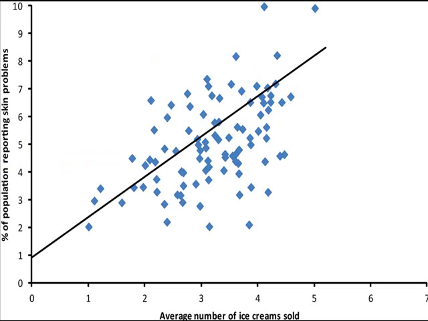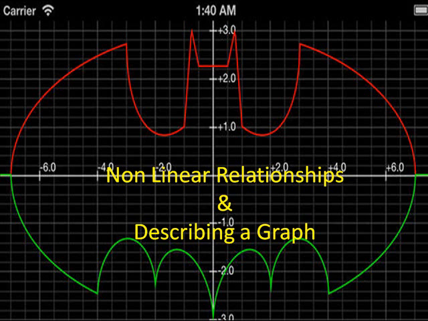Here's another one. Here is the average number of ice creams sold on the x-axis and the percentage of population reporting skin problems. So we could create a correlation and say, if the average number of ice creams increases, then you have a greater reporting of skin problems. You might leap to the conclusion that the cause of the skin problems is the ice cream. No, it's not. It's because during the summer people eat ice cream, and during the summer people are outside more, and it's the summer that's the problem with the skin and the ice cream, not the other two together.